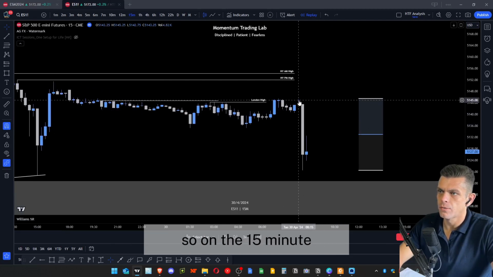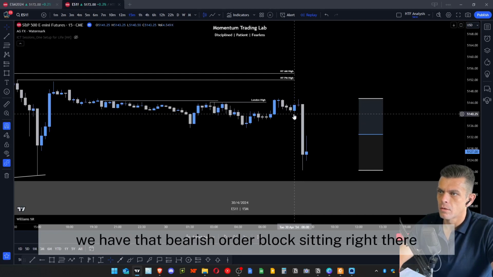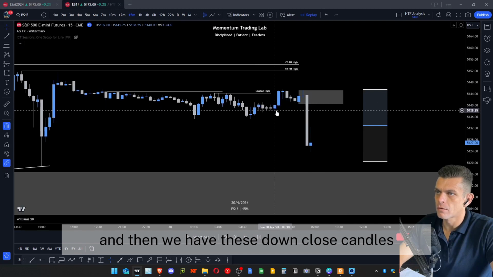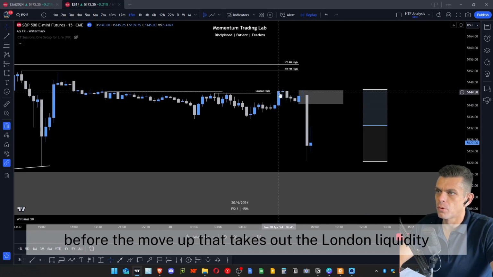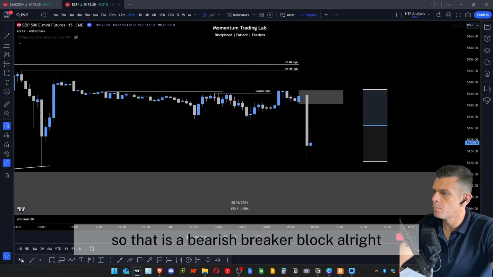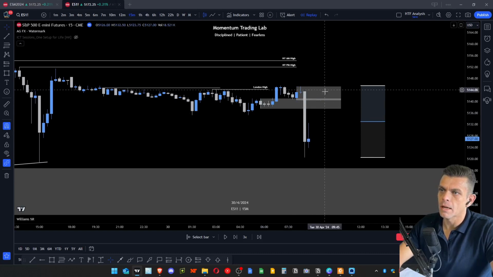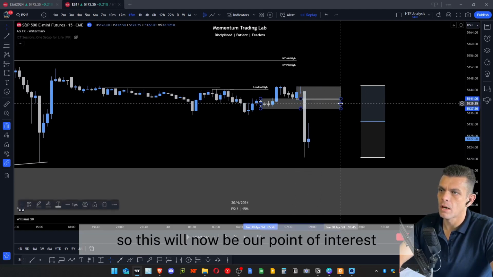On the 15-minute, we have that bearish order block sitting right there, and then we have these down close candles before the move up that takes out the London liquidity. So that is a bearish breaker block. All right, so now if price action moves back into this area, this will be our point of interest.